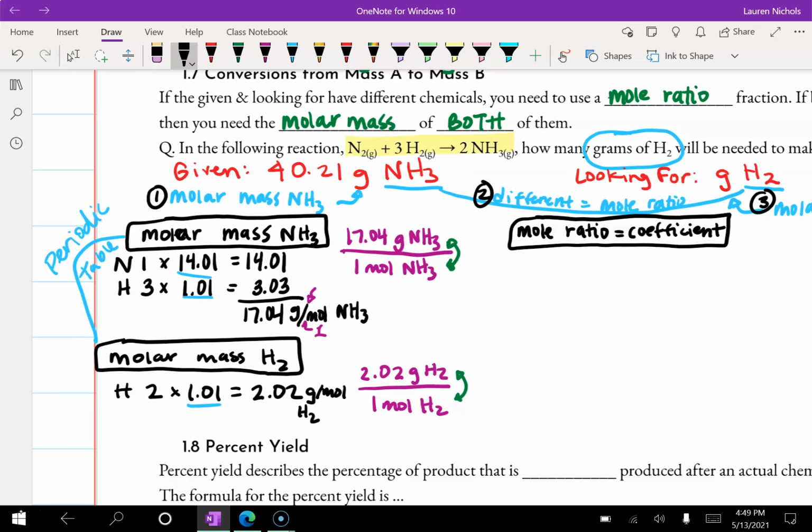And so your coefficient for hydrogen is a 3, and your coefficient for ammonia is a 2. So I can just say 3 moles of hydrogen over 2 moles of ammonia. And again, just like our molar masses, this can be flipped. It just depends on how we set up our T-chart.